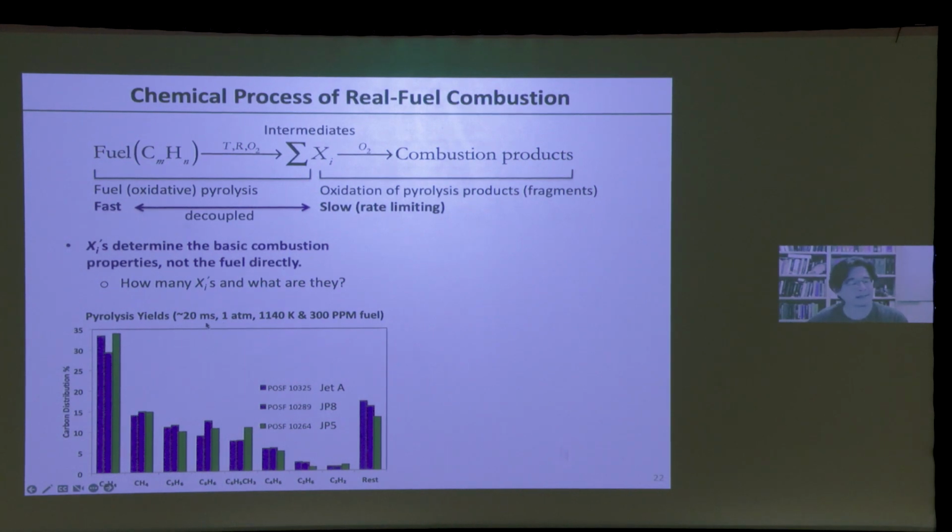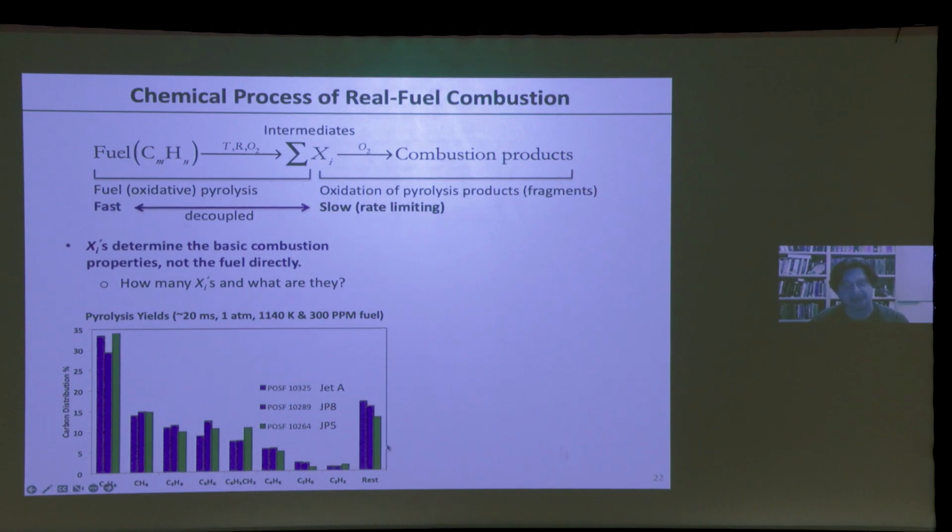The reaction time is a little longer because we need to lower the temperature to see the species well. 20 milliseconds, 1 bar, 1140 Kelvin with 300 ppm of fuel. And what you find is that for 3 different jet fuels of different composition, the intermediate species that are produced from the initial fuel decomposition stay more or less the same, dominated by ethylene, some methane, propane, benzene, toluene, butadiene, ethylene, acetylene, and there's about half a dozen, 6 to 8.